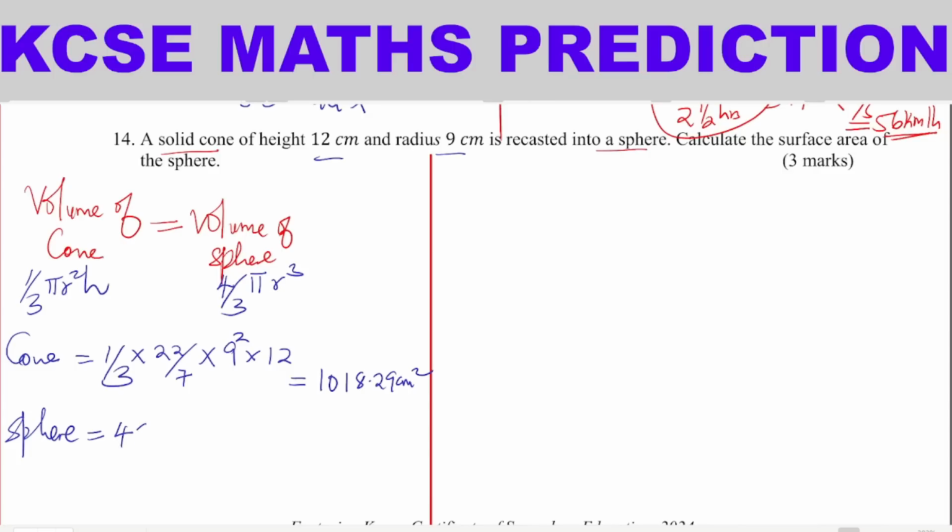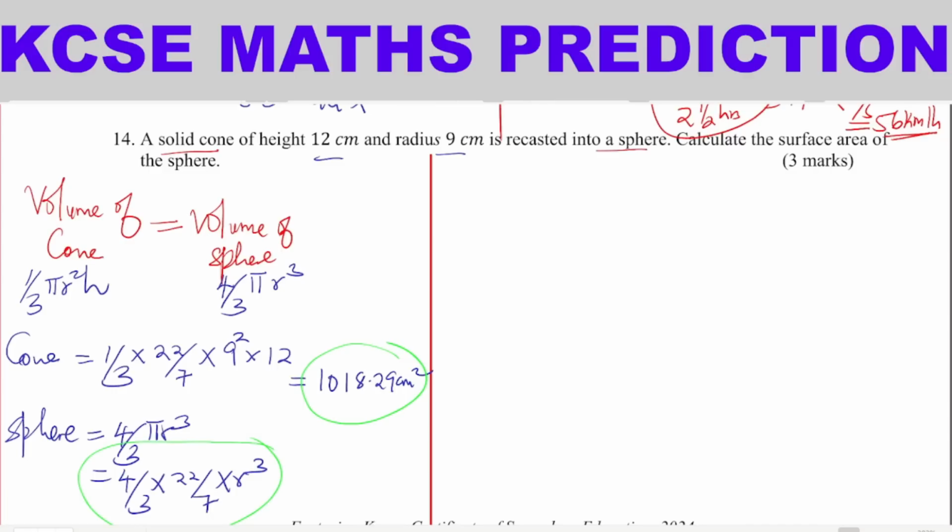Then for the sphere, we have 4 over 3 pi r squared, not pi r squared but pi r cubed, and this one will be 4/3 times 22 over 7 times r cubed. Why r cubed? Because for the sphere we don't have any measurement given. We don't have the radius, so therefore we need to equate the two. We need to take whatever we got here, that is the volume of the cone, and then equate that to the volume of the sphere.